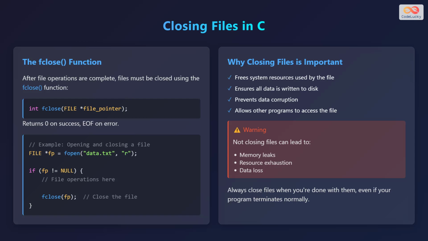For example, to open and close a file, you would first declare a file pointer using the FILE keyword. Then you would assign it the result of a call to fopen, passing the name of the file such as data.txt, and the mode such as r for reading. Then you check if the result is not equal to NULL. If that is indeed the case, then you can add your file operations there. Finally, you would call fclose, passing it the file pointer fp.